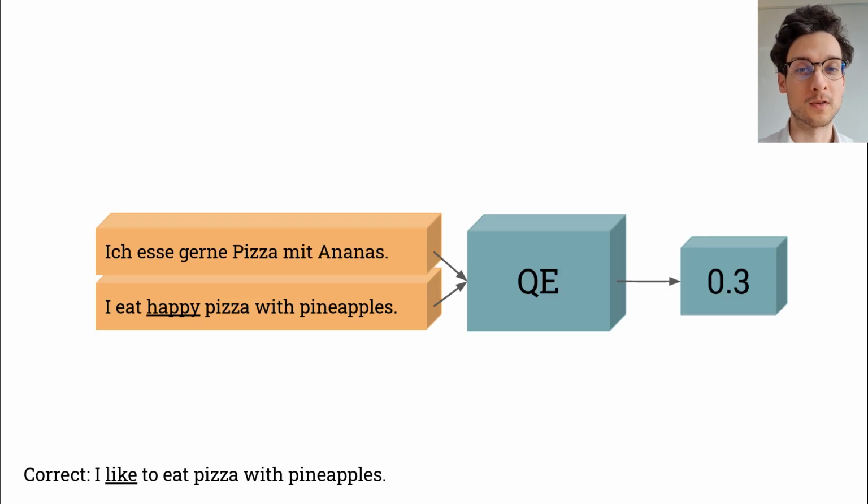Skipping over an ocean of nuances for the sake of time, quality estimation is a function that judges how good a translation is without the reference. It takes in a source sentence, for example in German, and your translation in English. And here's an example of translation error that it could catch, namely happy pizza.